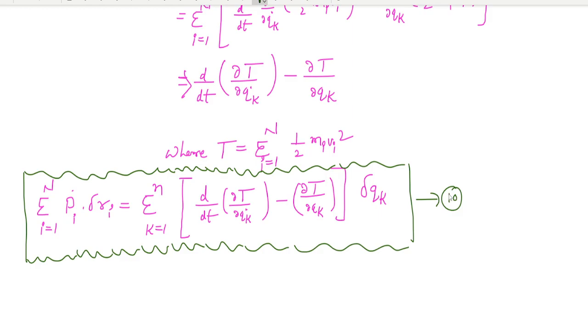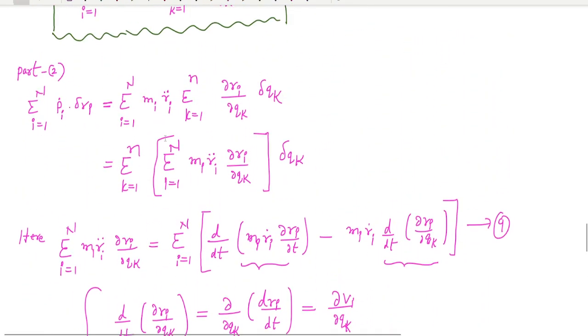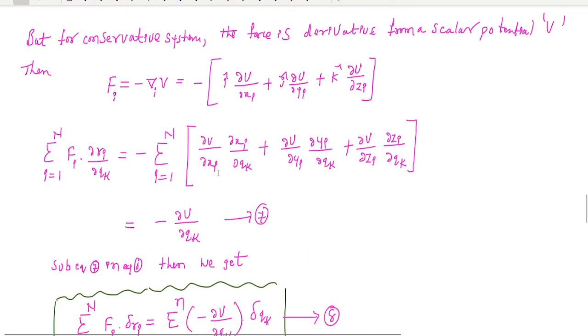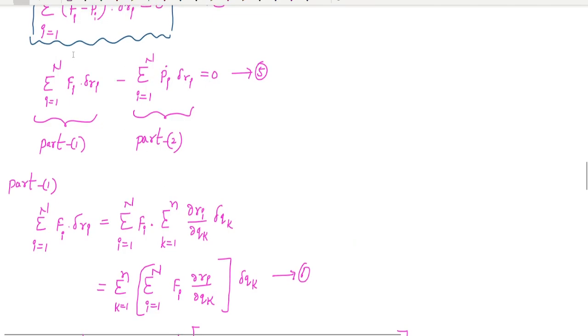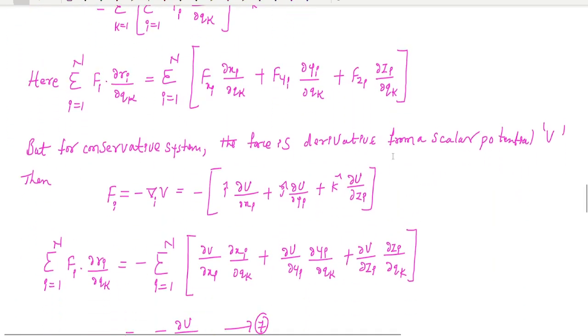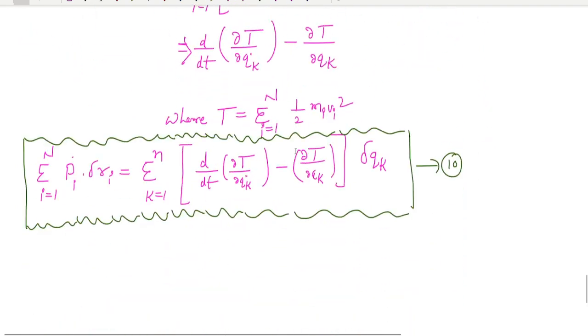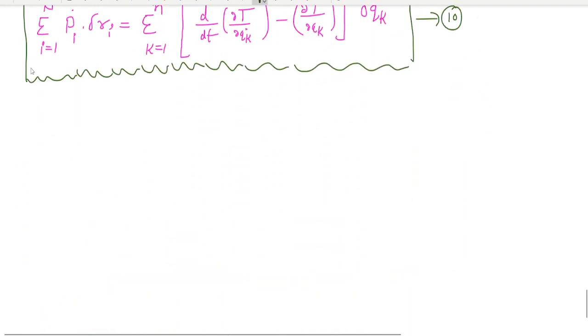Now substitute equation number 8 and 10 into equation number 5. This is our equation, right? Part 1 and part 2. So we know this term's value right now, and we know this value also. Just substitute this information here, and we will easily get the Lagrangian equation of motion from D'Alembert's principle. Substitute equation number 8 and 10 in equation number 5.